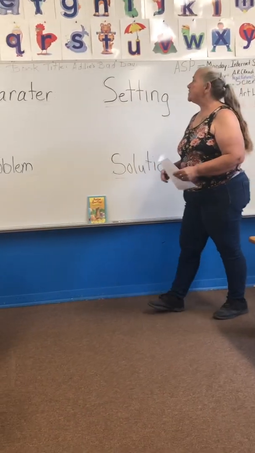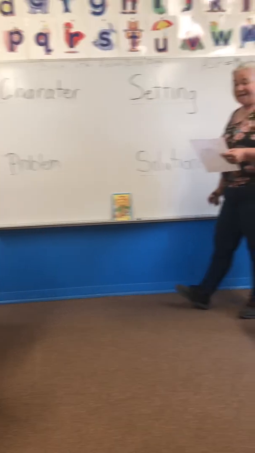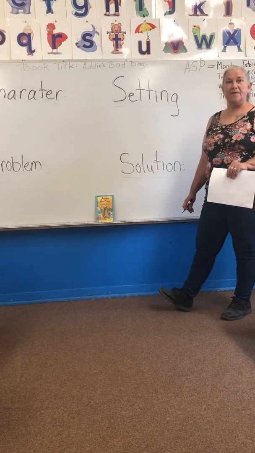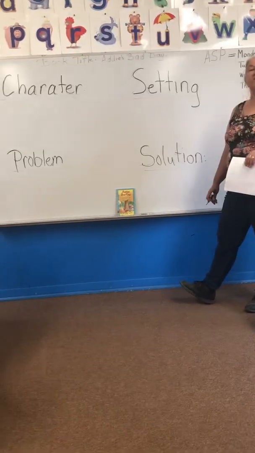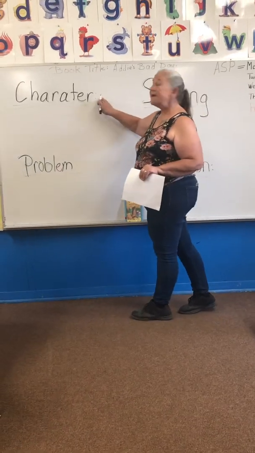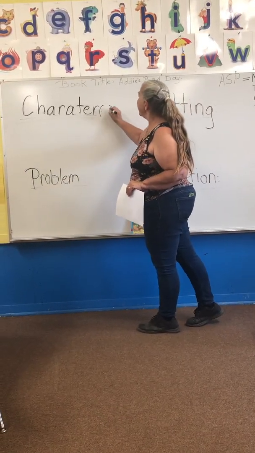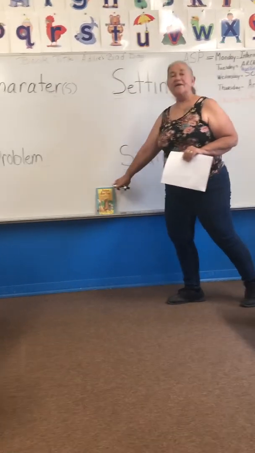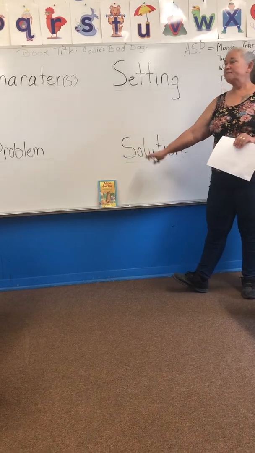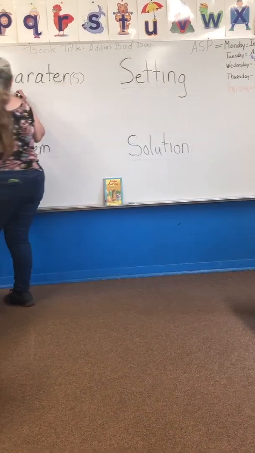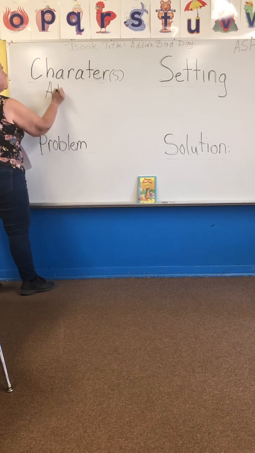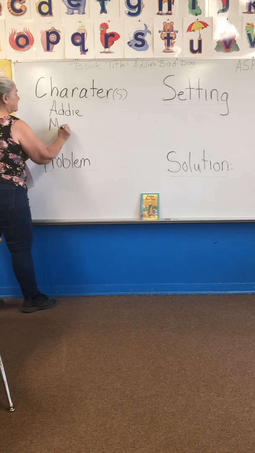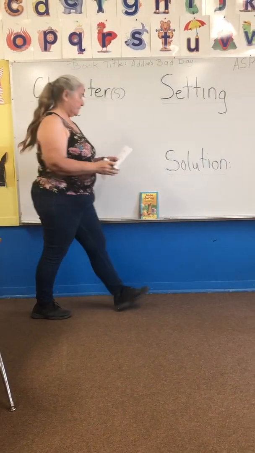So we came up with our definition of character is the person the book is talking about, or persons, because it could be that there is more than one character. So we are going to put an S in the parentheses because there's going to be more than one in this book. Our characters are who? Correct. Our characters are Addie and Max. These are the two characters of this book.